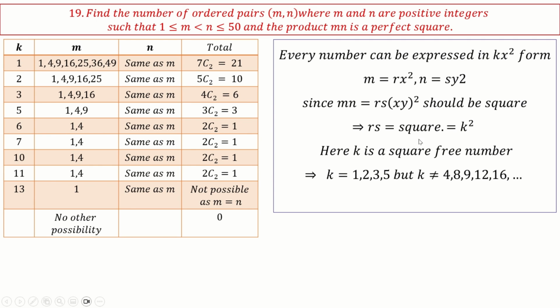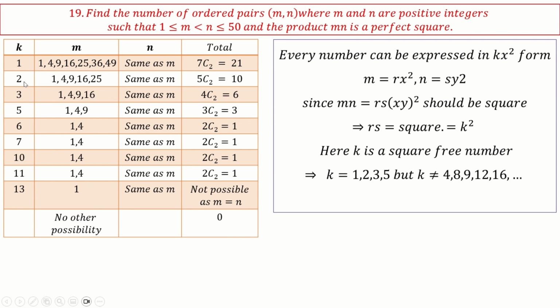If I take k as 1, then k square, then mn can be any perfect square from 1 to 50. So all the perfect squares I am listing: 1, 4, 9, 16, 25, 36, 49. Anything can be m, anything can be n. But it cannot be 7 into 7 possibilities because m is less than n. This is an important condition. That's why I said 7C2 are the possible combinations, which is 21. I can make 21 ways of m and n from this list if k is equal to 1.